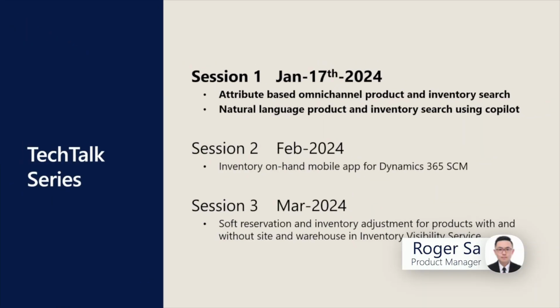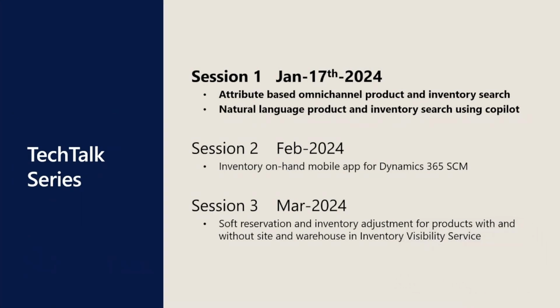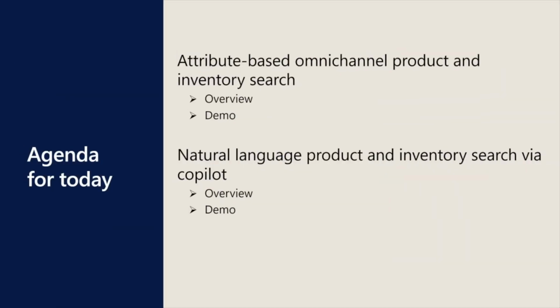Today's session is the first session of the Tech Talk series we planned in January. You can see in the calendar, we will have session 2 planned in February and session 3 planned in March. For today's agenda, we will go through two main topics. One is attribute-based omnichannel product and inventory search. I will give an overview introduction of this functionality, and my colleague Steve will step in to introduce the technical architecture and some configuration of the system and a quick demo.